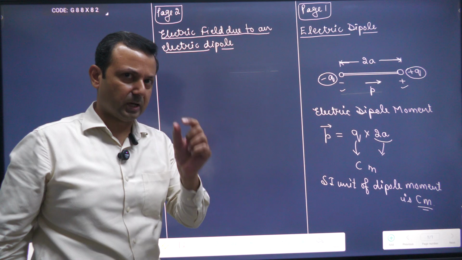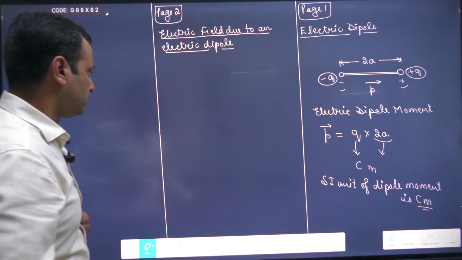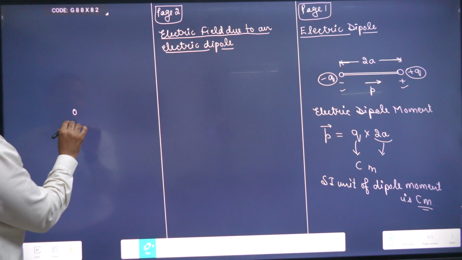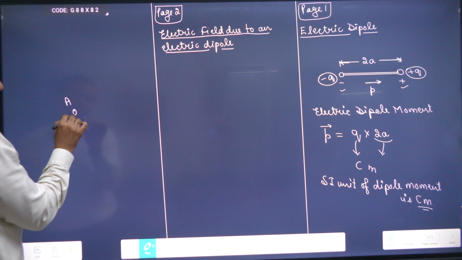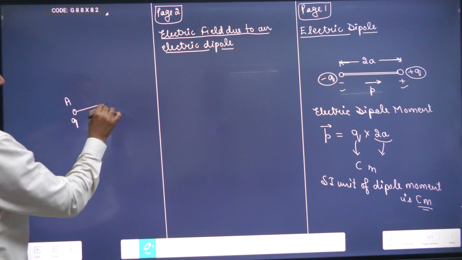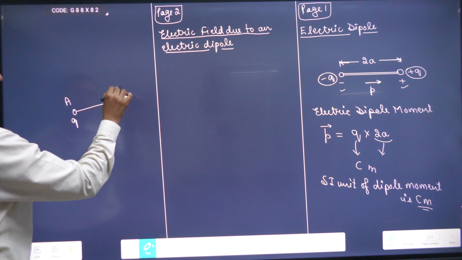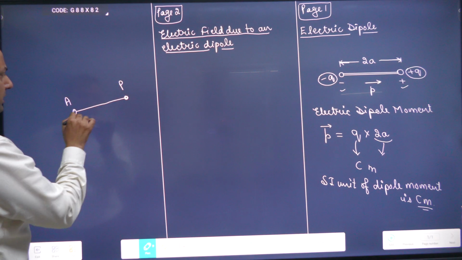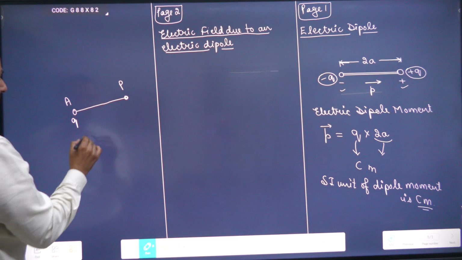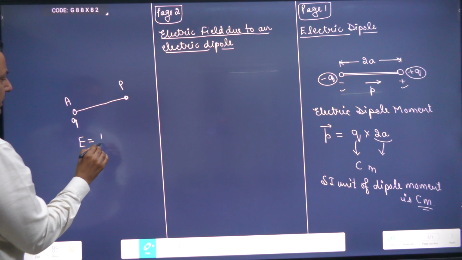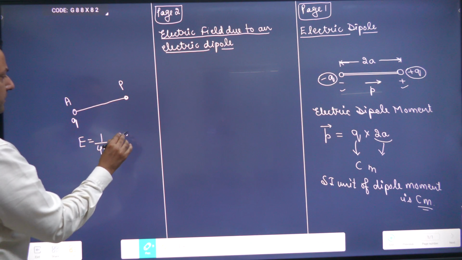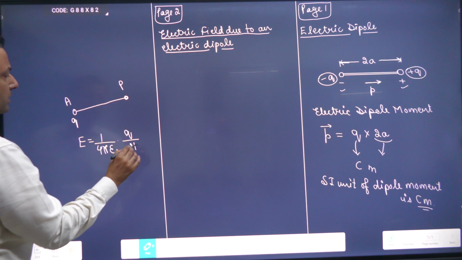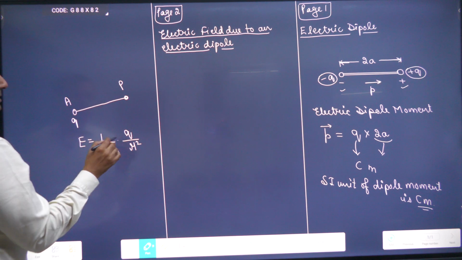If we take a very small charge, say it's q, and this small charge q is placed at this point, and we want to calculate the electric field at a point, say P, then the formula of electric field is 1 upon 4 pi epsilon naught q upon r square. What is this r?